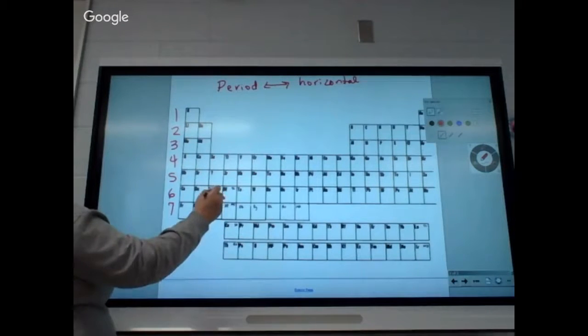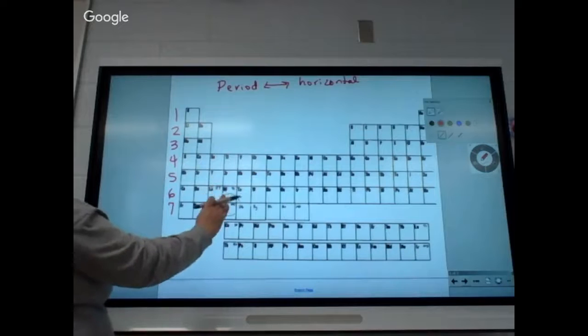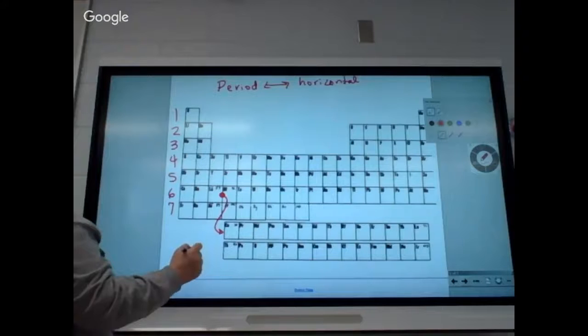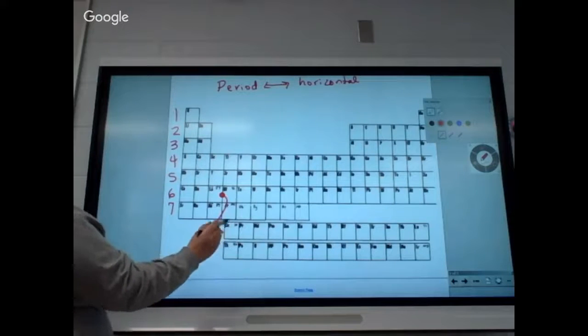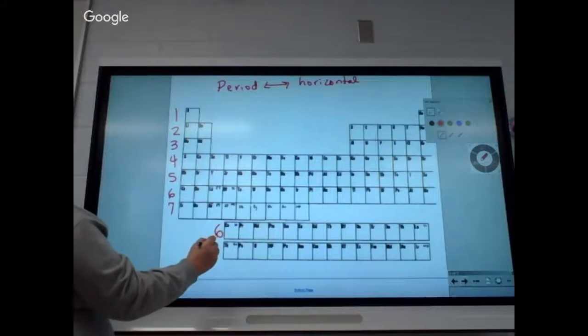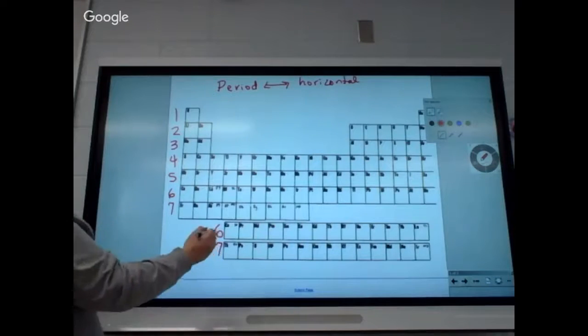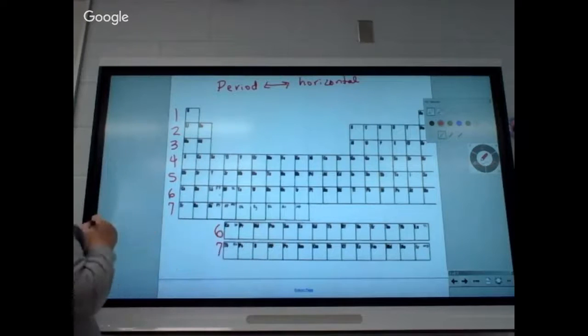Remember, they were cut out, remember? So, no, I had a circle there. Remember that circle I had that I drew here a minute ago? Where it was cut out? So this is period 6, and this is period 7. Because this row went here, and this row went there. Does that make sense? Yes, no?